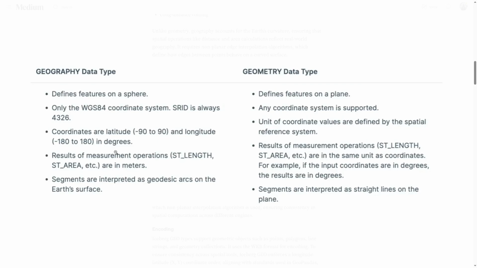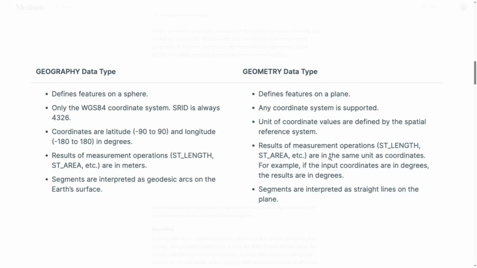Distance measurements in geography data are based on the surface contour, not the surface area. So the measurements are in meters and the coordinates are in degrees. But in the case of geometry data, the coordinate values are defined by the spatial reference system itself, and the measurement of those operations follows it.